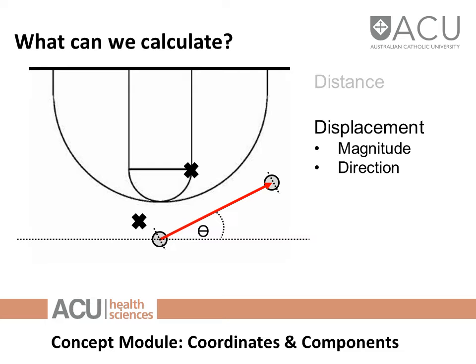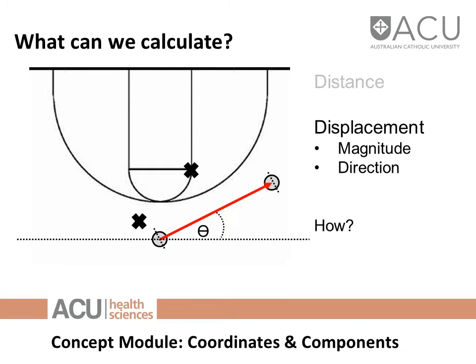So we can do that, we can calculate the direction from any line we draw in the basketball court, but in this example we might be most interested in the direction of travel from a line running horizontally across the court here. So how do we do that? How do we make those calculations? Well, we need a little help.